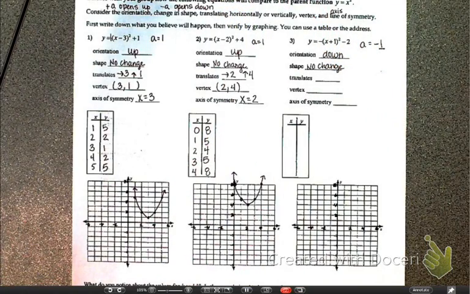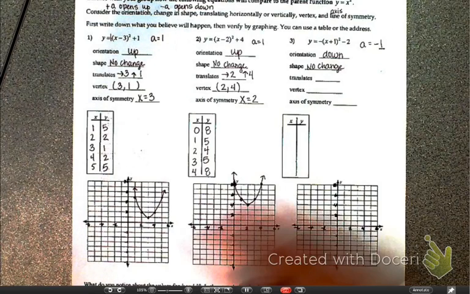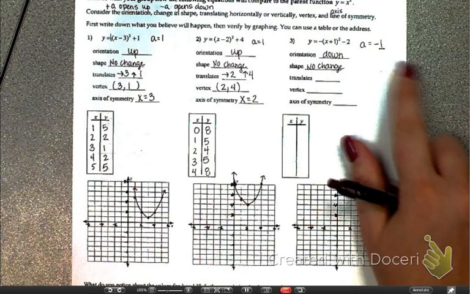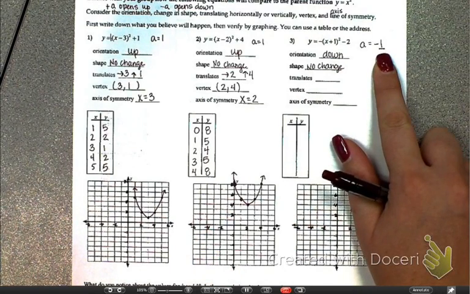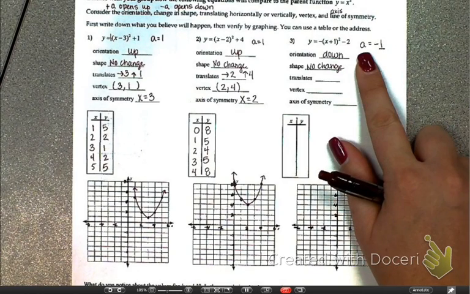So would you distribute a negative when you multiply? Yes, you'll still have to distribute that negative when you multiply. But when it comes to the shape, just look at the number, not the sign. So if it was a -2, 2 would make it greater than 1, right? Which means it's a compression, so it would get skinnier. Because the negative would only tell me that it faces down. Okay?